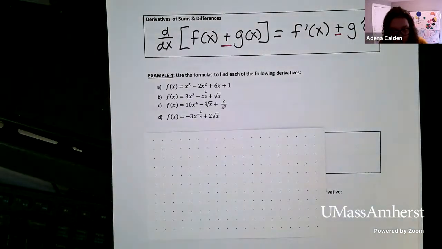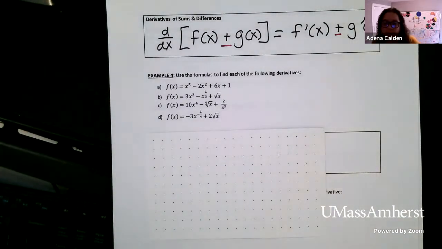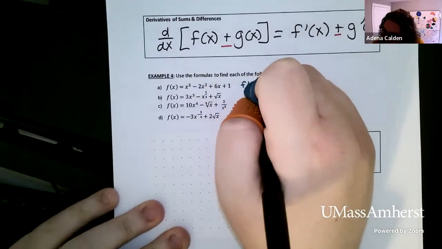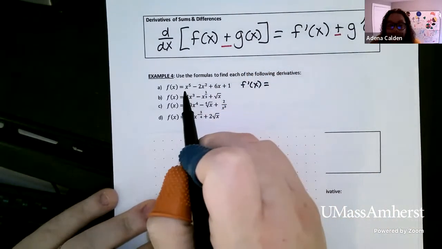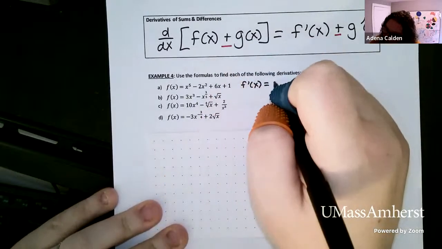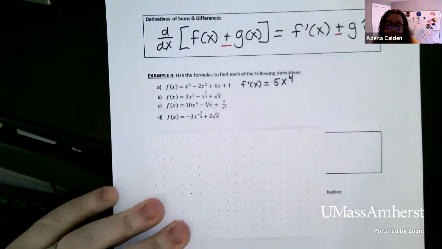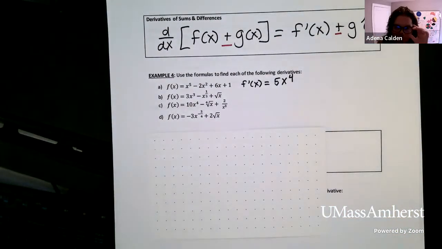All right. So again, when we see a function that has terms separated by addition or subtraction, we want to apply our formulas term by term. So for this first one, we start with our first term, which is x to the 5th. We apply the power rule. So the 5 comes down, subtract 1 from the power. And we have 5x to the 4th.